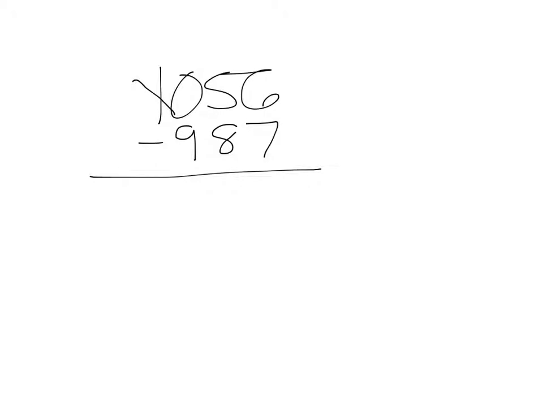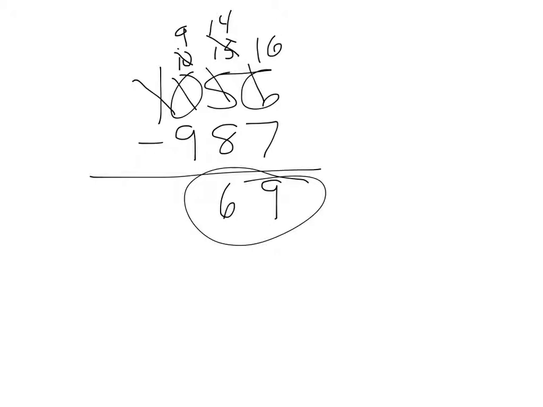Take our 10 hundreds away, make that a 10, and then keep moving across like this. Now we've got numbers we can deal with. 16 minus 7 is 9. 14 minus 8 is 6. And 9 minus 9 is 0. We don't have to write that, and the 1 is canceled out. So 69 is our answer.